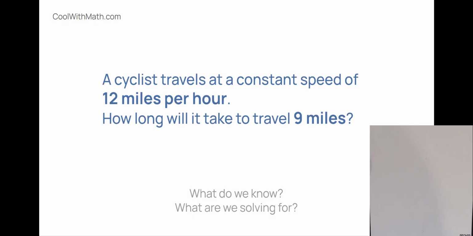Our problem is going to be a cyclist travels at a constant speed of 12 miles per hour. How long will it take to travel 9 miles? So again, we'll ask ourselves, what do we know and what are we solving for? So the numbers in the problem are our first clue. We're given that the cyclist is traveling at a constant speed.